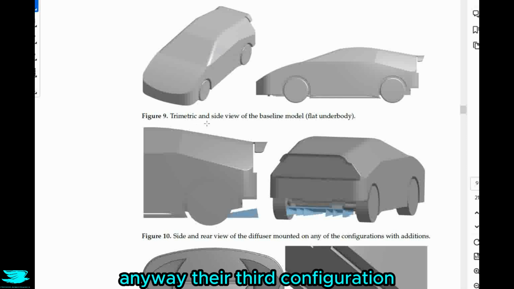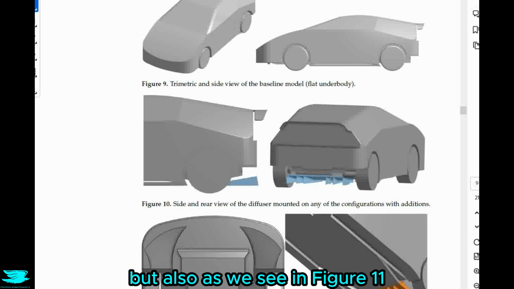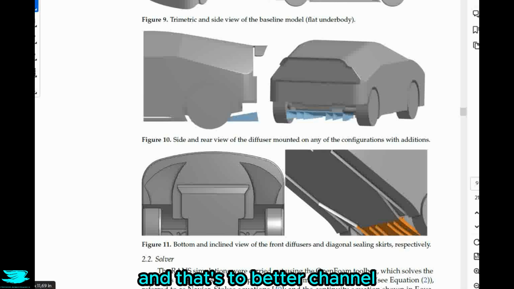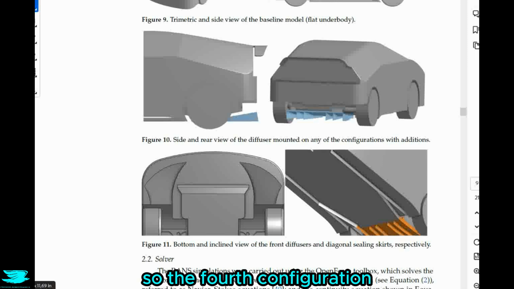Anyway, their third configuration was this regular diffuser, but also, as we see in figure 11, these side skirts and diagonal skirts. And that's to better channel the flow into the diffuser. I mean, hopefully it does. We'll see later on whether it does or not. So the fourth configuration is the regular diffuser, but without skirts.